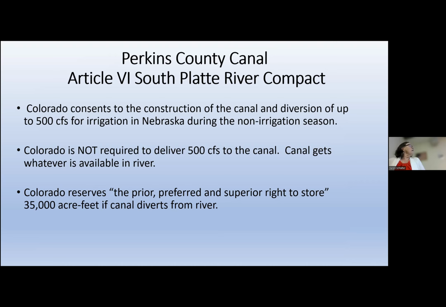In the compact, Colorado consented to the construction of a canal and diversion up to 500 CFS for irrigation in Nebraska during the non-irrigation season. They're not required to deliver 500 CFS. Whatever's in the river is what Nebraska gets. However, Colorado reserves the right to store an additional 35,000 acre feet if and when the canal starts diverting from the river.